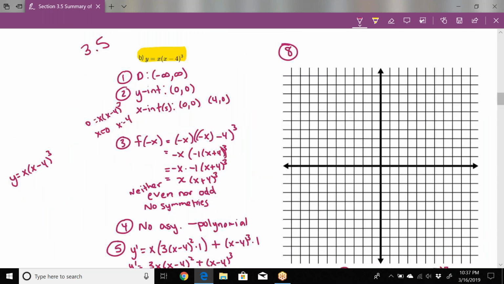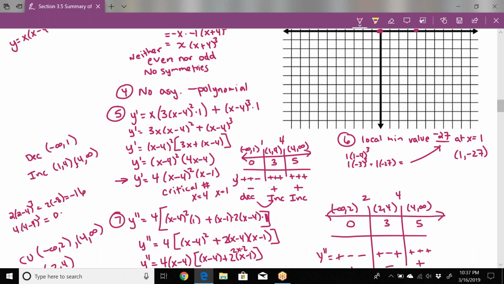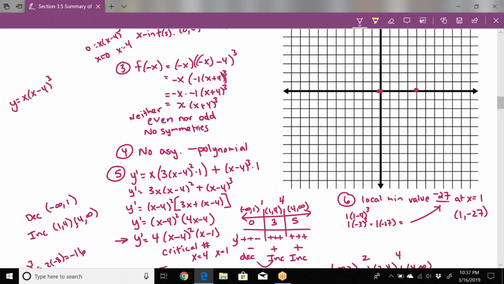So we know we have a y-intercept at 0, 0. We have another x-intercept at 4, 0. We know that we have a local minimum at 1, negative 27. So we need to determine how we're going to count on this, because I don't have huge graphs. I'm going to count by negative 3, negative 6, negative 9, negative 12, negative 15, negative 18, so I'm counting by threes, negative 24, negative 27.